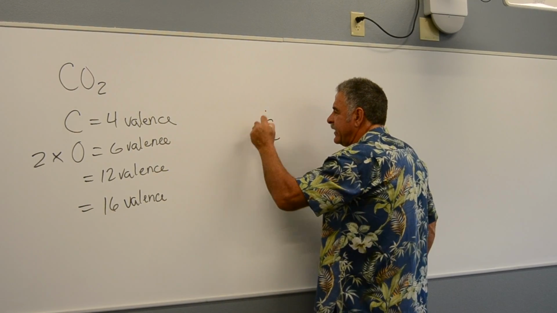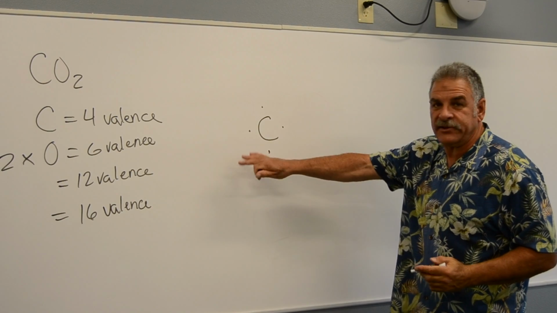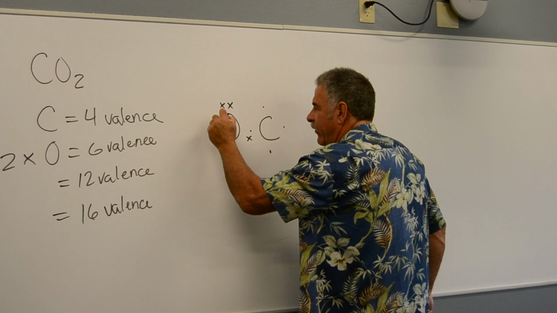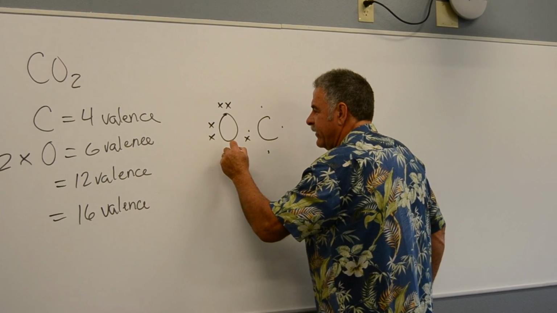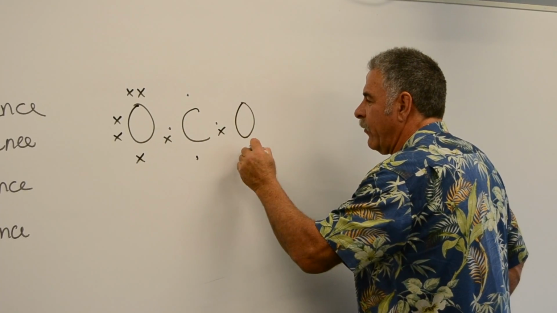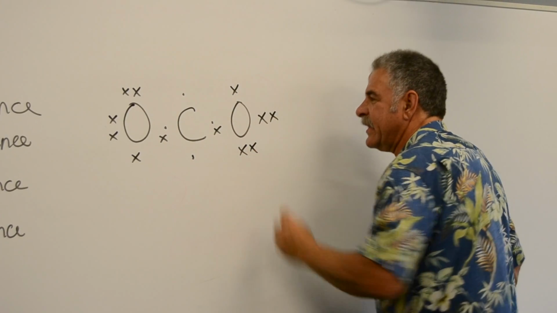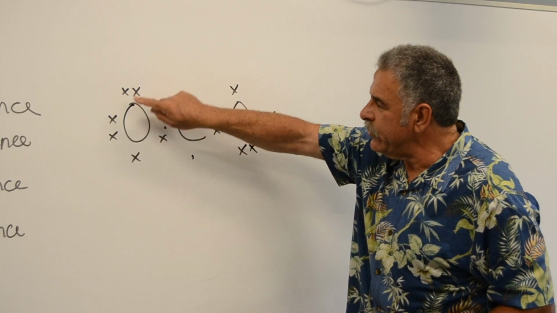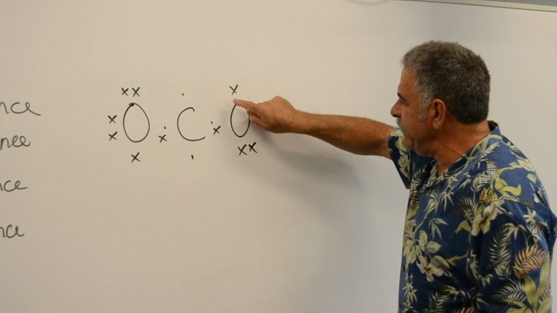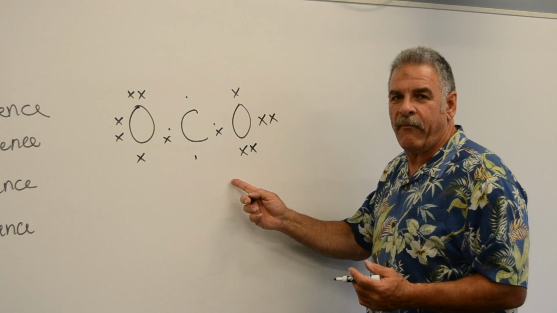Carbon has 4 valence electrons, so I put them here, 1, 2, 3, 4. Now let's add the oxygen. Each oxygen has 6. So I'll make little X's for the oxygen electrons. That makes 6. On this side, I'll add an oxygen, make a single bond, 1, 2, 3, 4, 5, 6. So now I have, let's count them, 16. So I've used all my electrons, but they don't follow the octet rule.